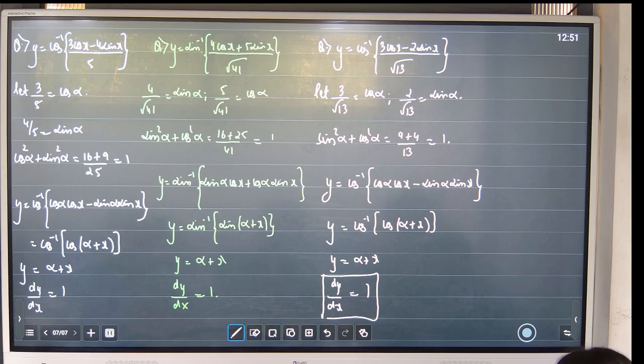In all these three methods, whatever we have done is exactly the same, depending on which trigonometric function is outside. Has everybody understood this? Anybody has any doubts here?